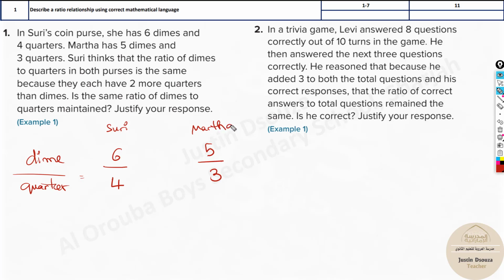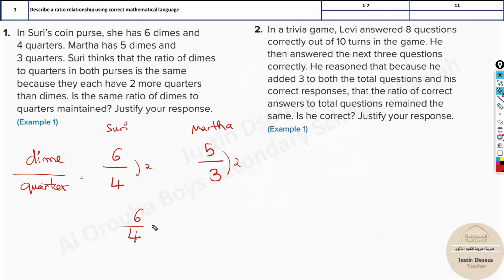Now Suri is thinking, see the difference between the dimes and quarters is 2 over here. 4 quarters, 2 more dimes, in the sense 6 and 4. Same thing here, isn't it? Martha is having 5, 5 minus 2 is 3. So the difference between quarter and dime is 2 in both the cases. But is the ratio the same? If the difference is the same, is the ratio the same? No, the ratios and the difference are not the same. They are different entities.